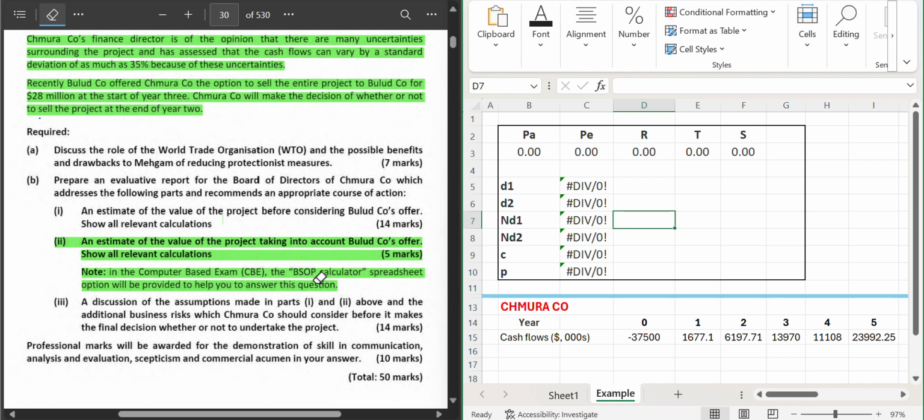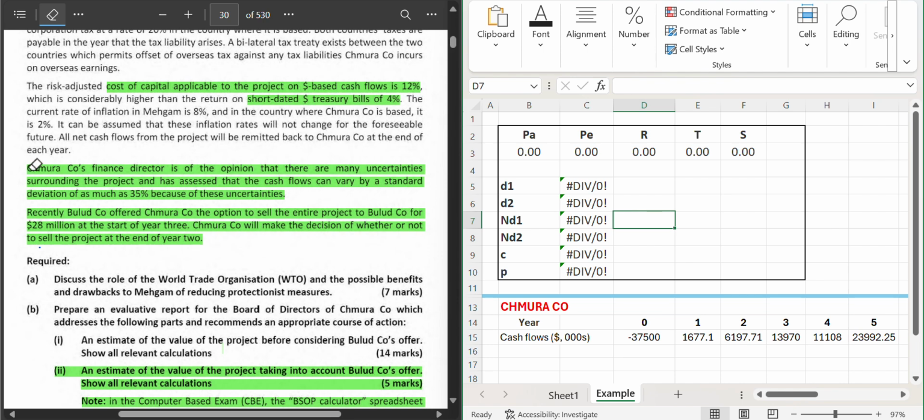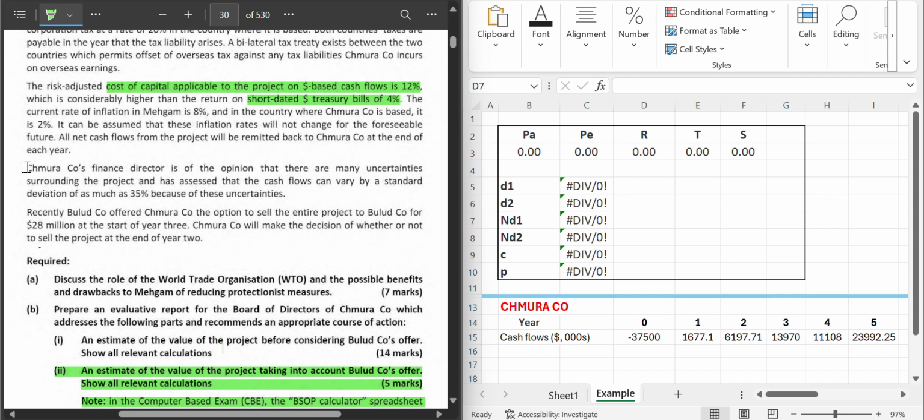It is also saying that the Black-Scholes option pricing calculator will be provided to you to answer this question. So it will already be given in our question. So a relevant area from this, but all the question is this only. So I'll read this part only.